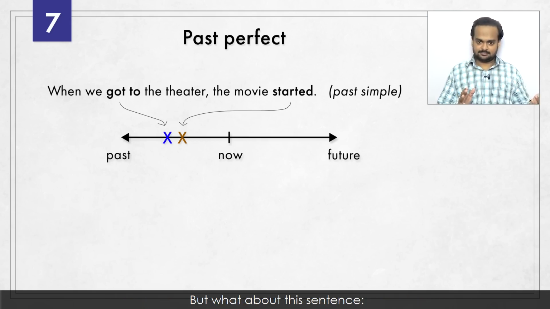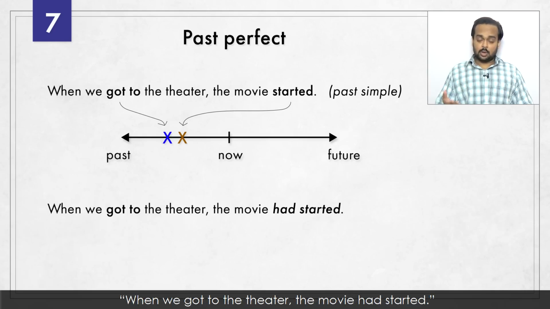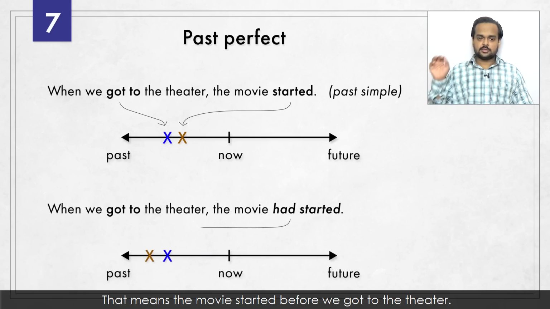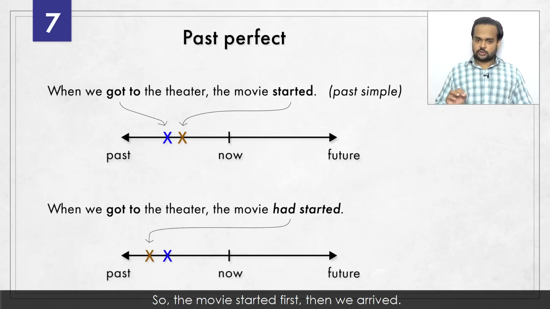But what about this sentence? When we got to the theater, the movie had started. That means the movie started before we got to the theater. So the movie started first, then we arrived.